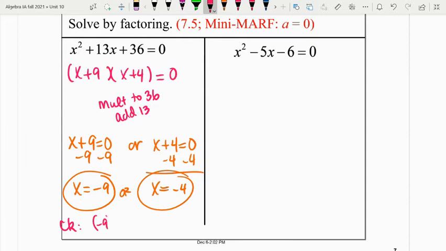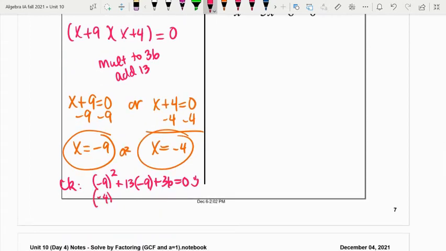So negative 9 in parentheses squared plus 13 times negative 9 plus 36, does that equal 0? Let's see. So negative 9 squared plus 13 times negative 9 plus 36 equals 0. Yes. And put in negative 4. So negative 4 squared plus 13 times negative 4 plus 36. Does that equal 0?